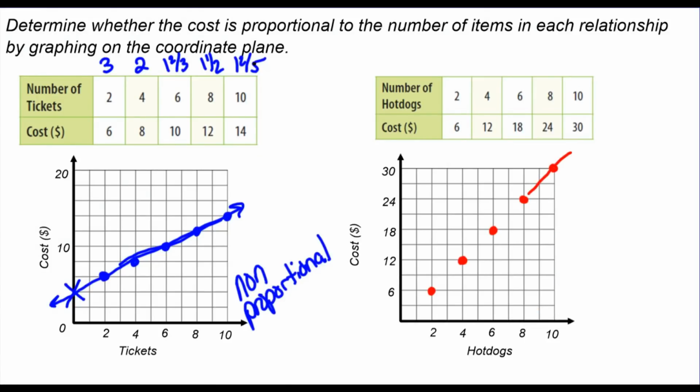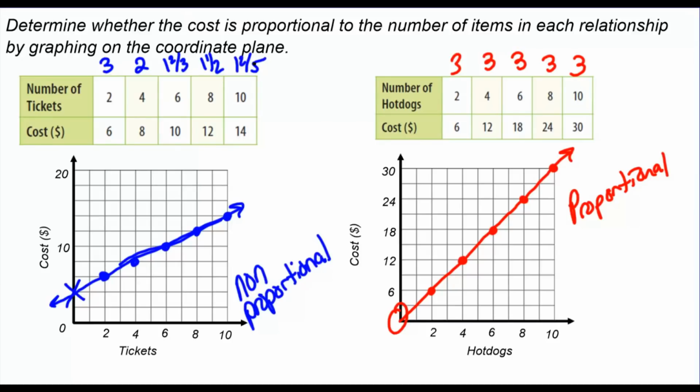Again, this is a straight line, and if we very carefully, of course I would be using a ruler if I was on paper here, this does pass through the origin and it is a straight line. This is proportional. From the graph we can tell that, but we'll just confirm that here. $3 per hot dog, $3, $3, $3, $3 per hot dog. So that has a constant rate of change there.